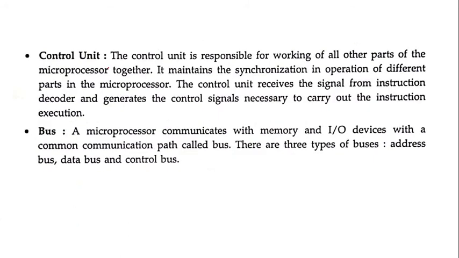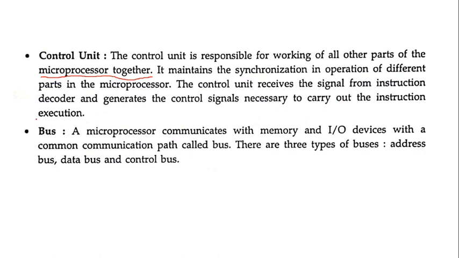Next is the control unit. The control unit is responsible for the working of all the other parts of the microprocessor together. So the control unit is going to control all the other parts to work together. Okay, it maintains the synchronization in the operation of different parts of the microprocessor. So all the parts need to work in a synchronized manner, so we can get the desired output. The control unit receives the signal from the instruction decoder and generates the control signals necessary to carry out the instruction execution.